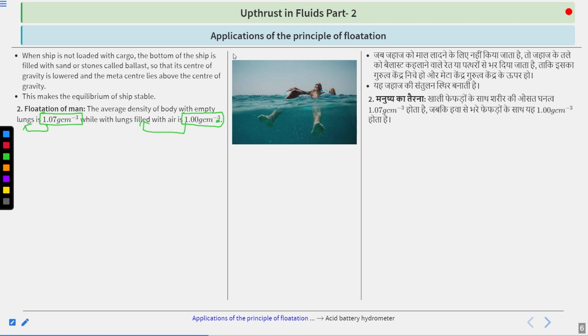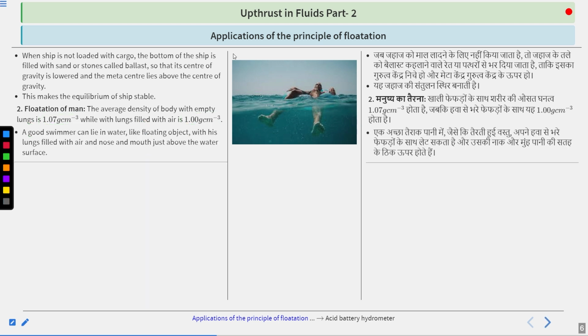Got it? A good swimmer could lie in water like a floating object with his lungs filled with air and nose and mouth just above the water surface. Have you ever seen swimmers like these? They usually immerse inside the water and swim across the top layer of water, inside the water, not above the water, but with their mouth and nose above the water, right?